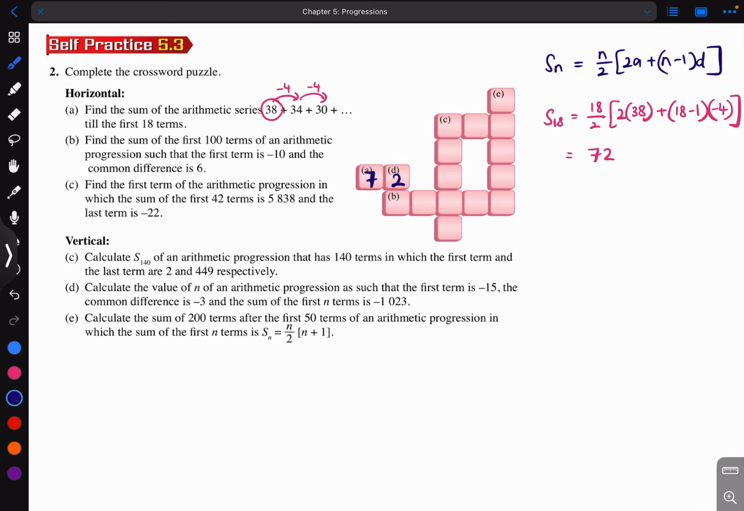All right, let's look at B. Find the sum of the first 100 terms of an arithmetic progression such that the first term is negative 10, the difference is 6. So here we need to find S100. So 100 over 2. First term is negative 10. 100 minus 1 is 99. Common difference is 6.